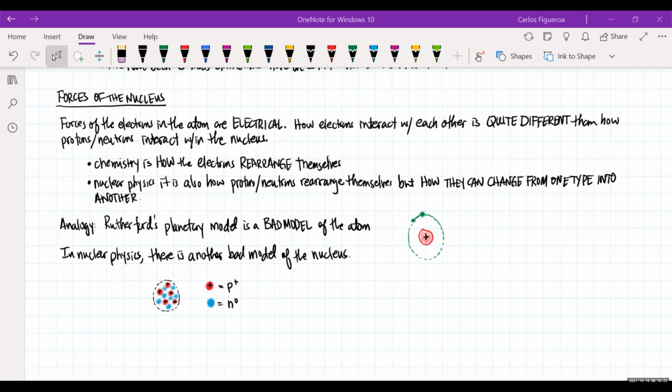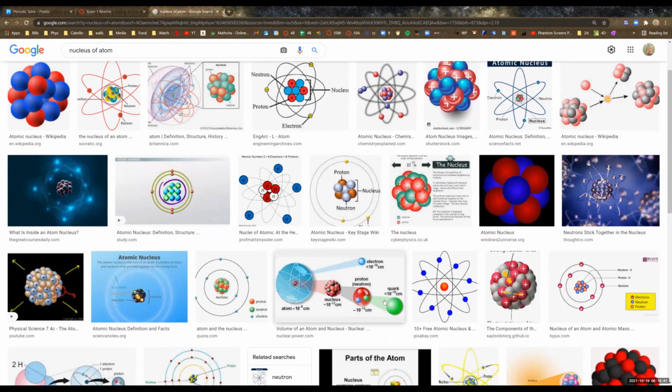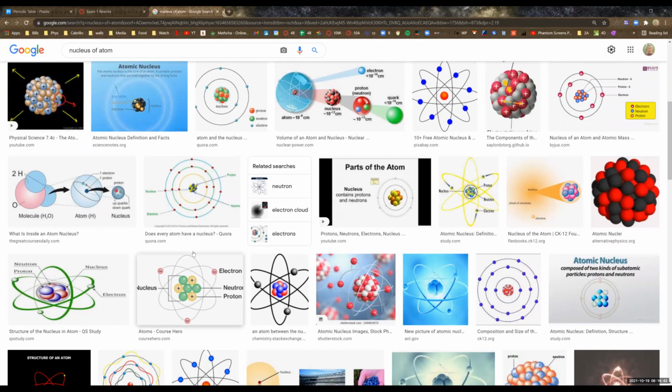And just to show you what I'm talking about, all I did here was do what? Let me go share my screen with you so you could just see. Look at this. I just typed in nucleus of atom, and look at all these pictures that they're showing of the nucleus. That's my point. It is not a good model.